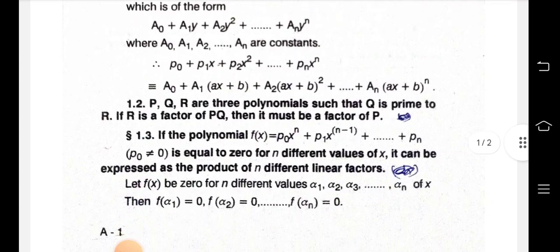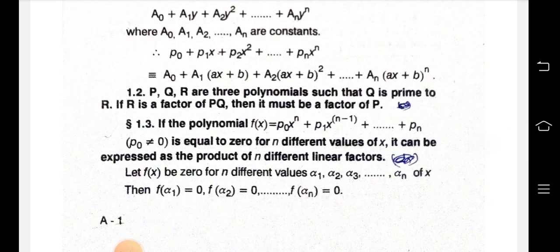This is property number 1. Now, property number 2. p, q, r are three polynomials such that q is prime to r. If r is a factor of pq, then it must be a factor of p.